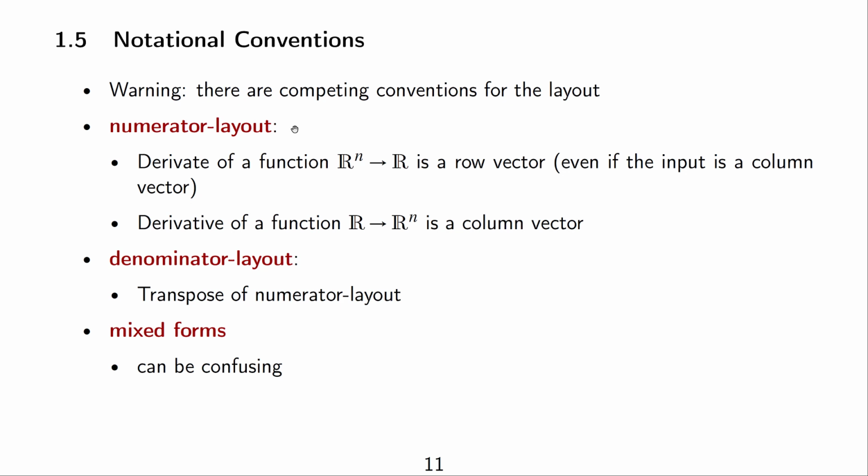So, in the numerator layout, we have the following convention: a derivative of a function R^n to R, these are functions that have many inputs but only one output, the derivative is a row vector. Even if we have the convention that vectors are column vectors. So the function would take a column vector as input, but the derivative of the function would actually be a row vector. Also in the numerator layout, the derivative of a function R that has one input and n outputs is now going to be a column vector.